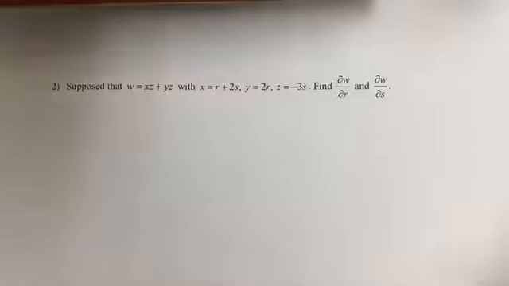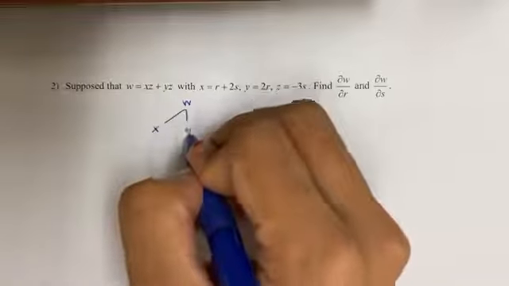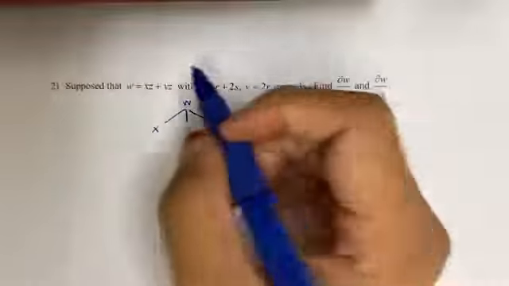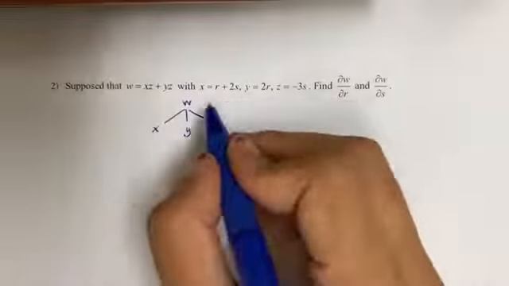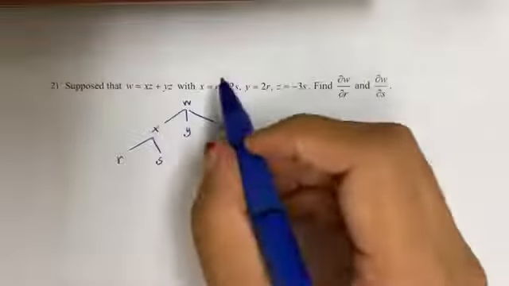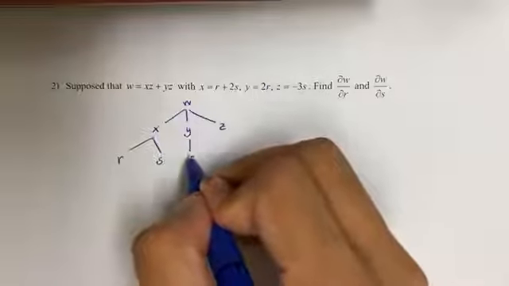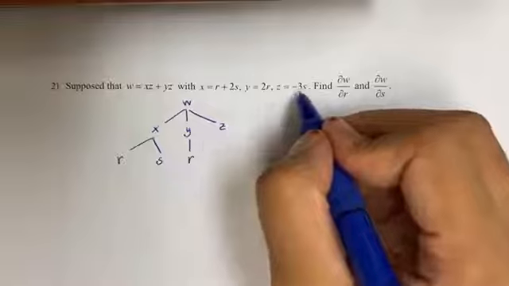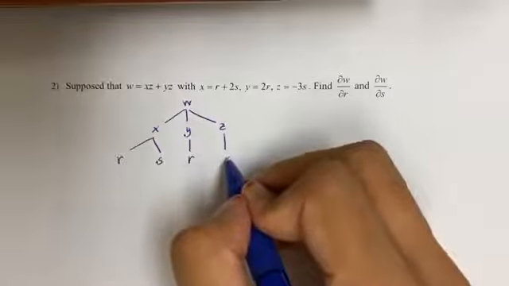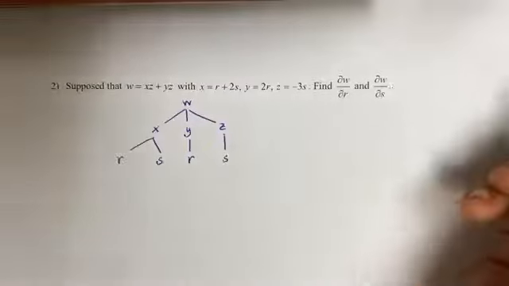The second example is the chain rule for a three variable function. Suppose that w in terms of x, y and z is xz plus yz, where x is in r and s: rs for x. For y, we have r only, just variable r. And for z, we have variable s only. Find del w over del r and del w over del s.